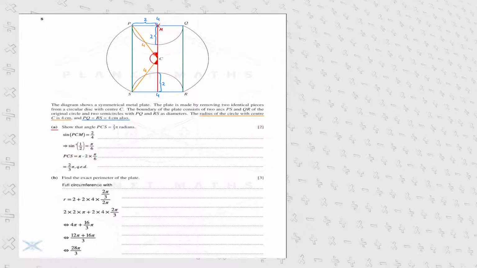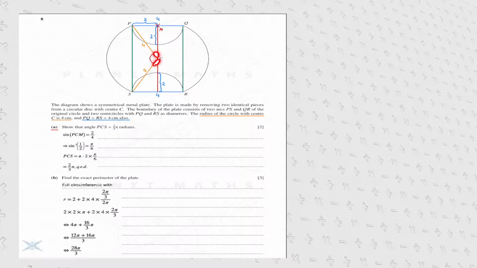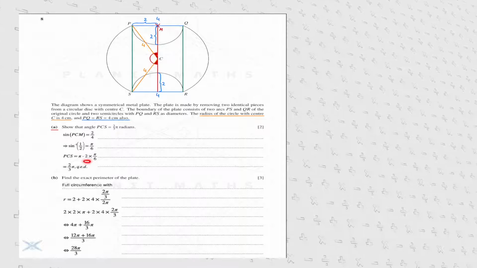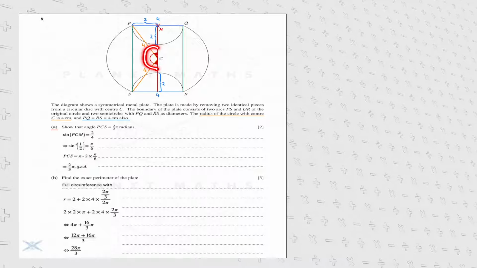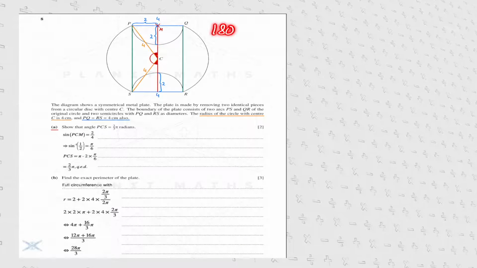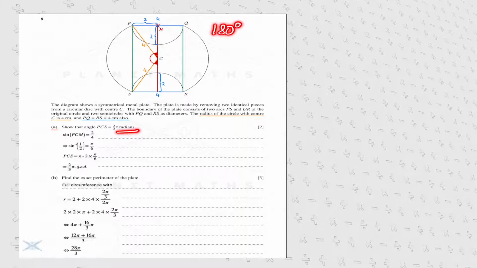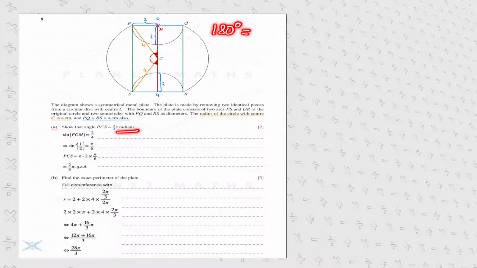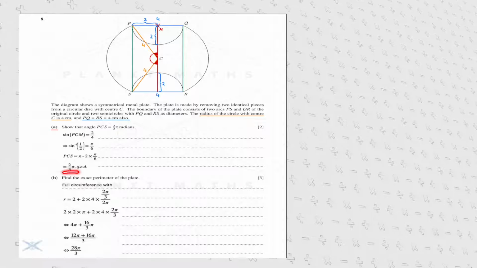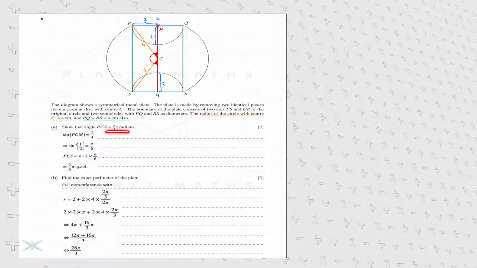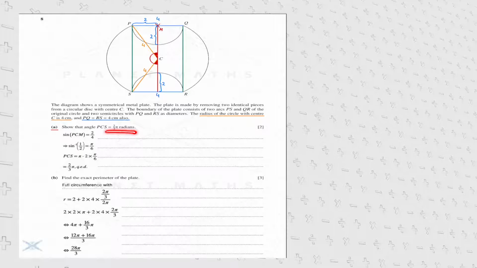Since this angle is of the same size as that angle, we can now subtract 2 times pi/6 from pi, since this entire angle here is of the size 180 degrees. But since we are working in radians, we should keep in mind that 180 degrees is represented by pi radians. Therefore, we can conclude after simplification that the angle PCS is indeed 2/3 multiplied by pi radians, which was to be shown.